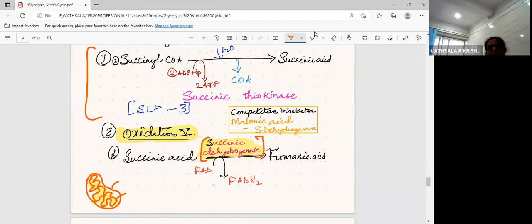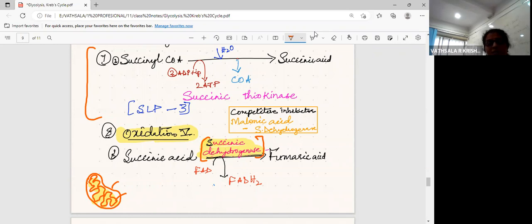Here inorganic phosphate is used, and when coenzyme A is removed, a lot of energy is released, and this energy is utilized to convert ADP and inorganic phosphate to ATP. So this is the third one. Then succinic acid is converted to fumaric acid. This is an important step involving the enzyme succinic dehydrogenase. It is not only an enzyme, it also helps in the transfer of electrons. Keep this in mind.